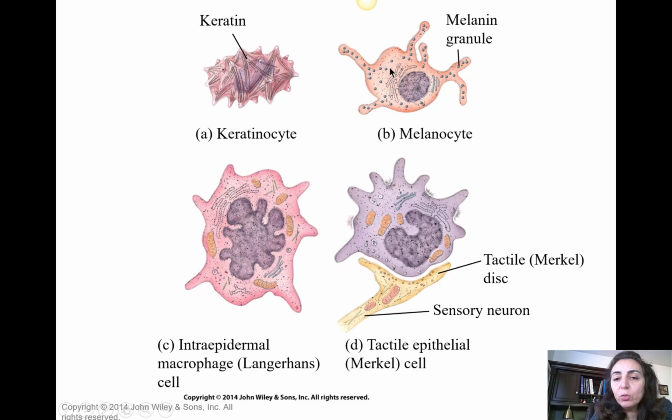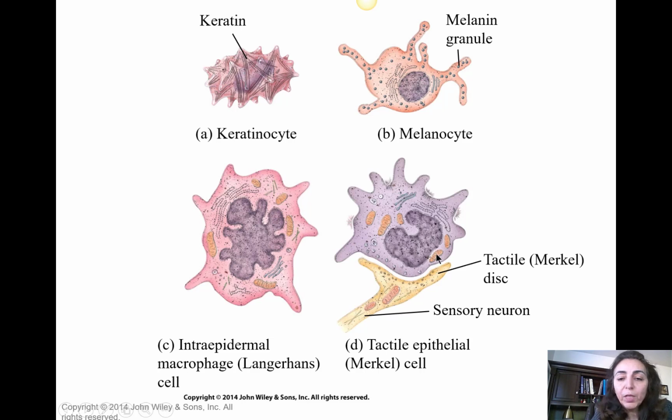And then we have melanocytes, that have lots of melanin pigmentation inside of these granules. Then you have tactile epithelial cells, or Merkel cells. So the other name for the Merkel cell is tactile epithelial cell. Tactile means related to touch, and they are located in the epithelial part of the skin. Therefore, we call it tactile epithelial cells. They are also called Merkel cells.